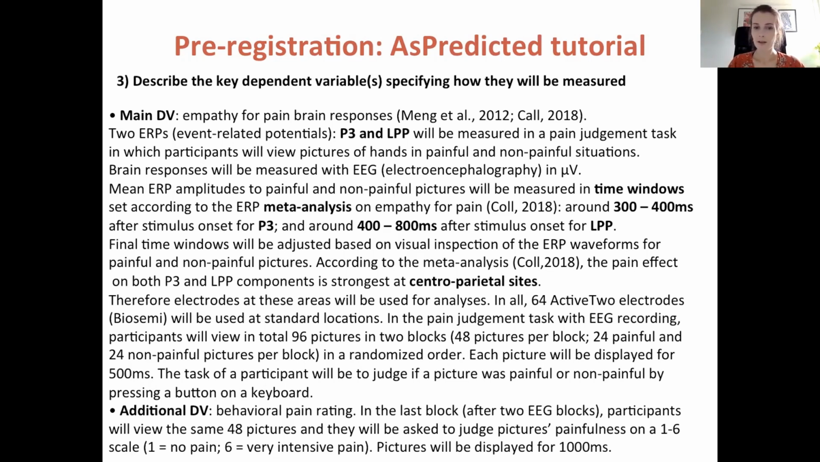And the additional dependent variable was the pain rating, which was just done by the participants. It was a subjective pain rating, so it was not brain data.